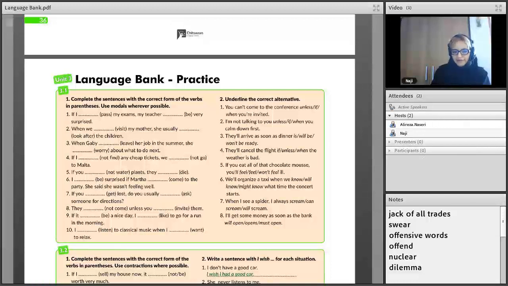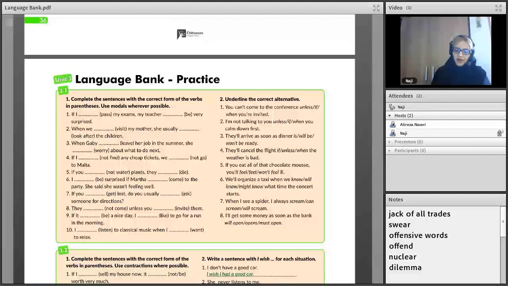Number 10. I listen to classical music when I want to relax, because I'm talking about something that I generally, normally do. So we use zero conditional. I listen to classical music when I want to relax.